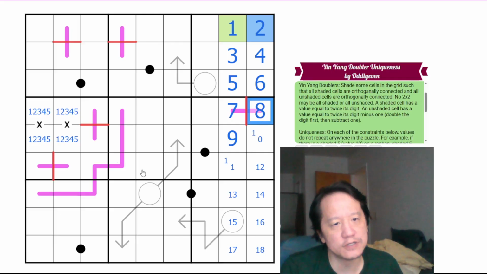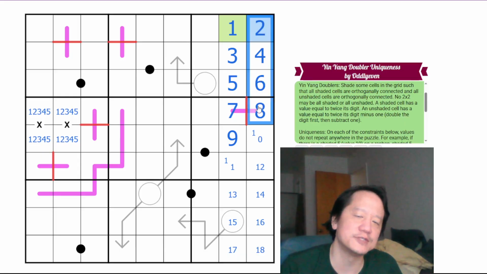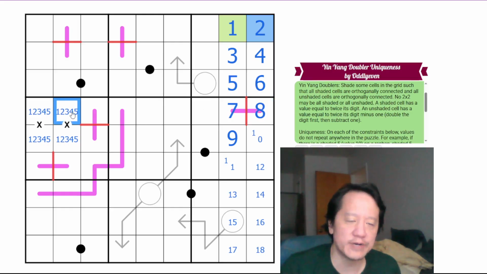Oh, that's interesting. So we know the shadings on both have to be the same. To add up to 10, it's either 1 and 9, or 3 and 7, or 2 and 8, or 4 and 6, all of which are the same shading. So if the 2x2 box... these are the same shades. These are the same shades.